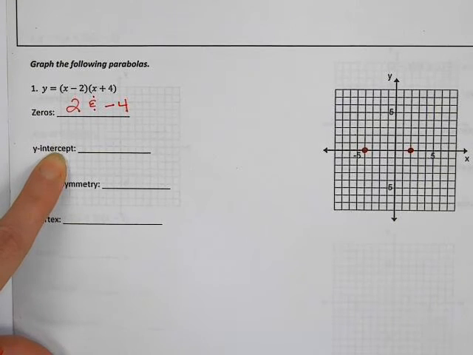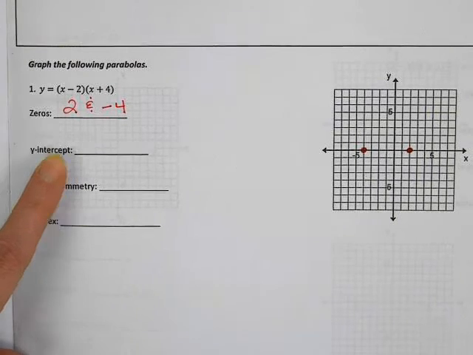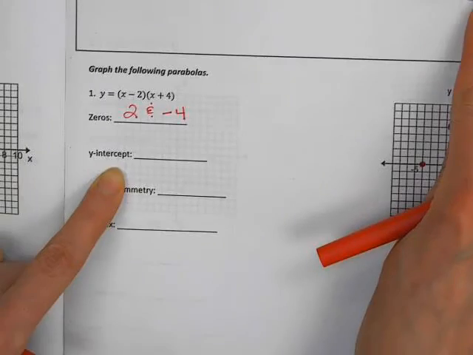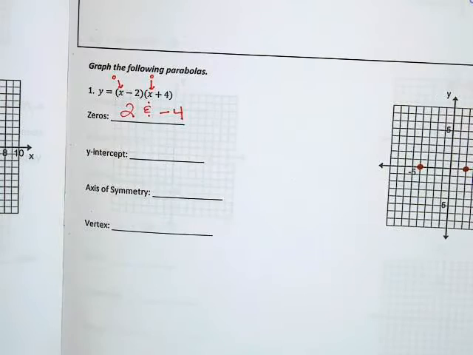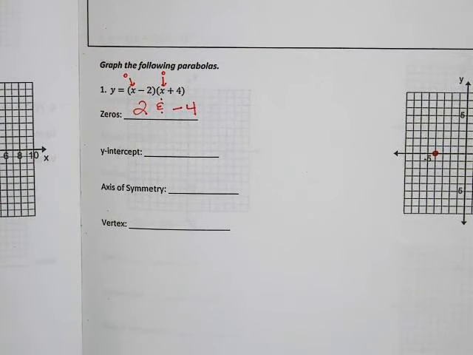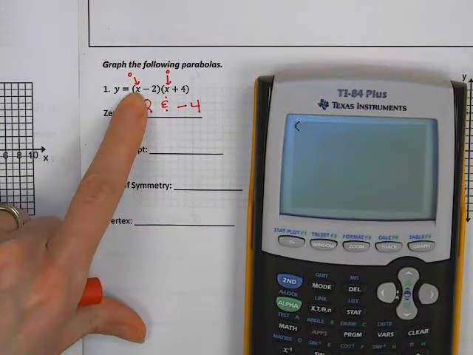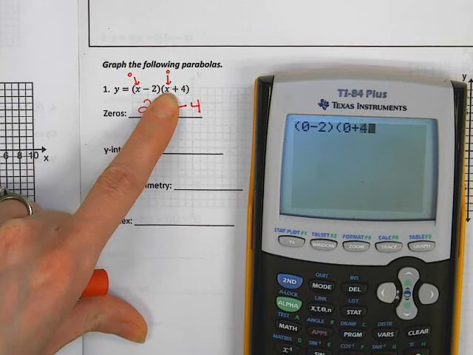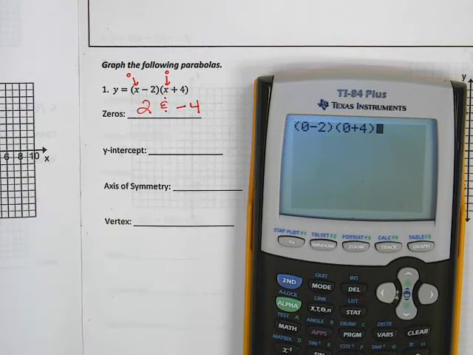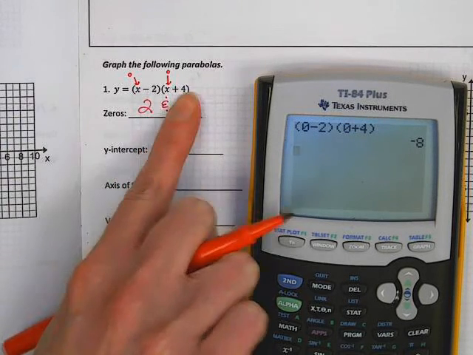Okay, so how do we find the y-intercept? Y-intercept is when we plug in 0 for x. So we're going to plug in 0 for x, and let's see what we get. So if you want to do it on the calculator, feel free. So what's 0 minus 2 times 0 plus 4? Okay, we do not need a calculator for this. I hope you guys can do this in your head, that it's negative 8, right? Plug in 0, you get negative 8. So feel free to not use a calculator on this.